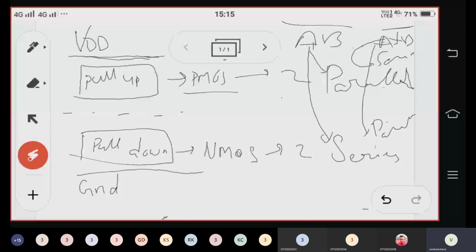Here the output equation is in product form. So if product is there, then NMOS transistors are connected in series, whereas PMOS transistors are connected in parallel. If sum is there in our equation, then NMOS transistors are connected in parallel, whereas PMOS transistors are connected in series. Okay, so in this way we can design circuits using CMOS technology.